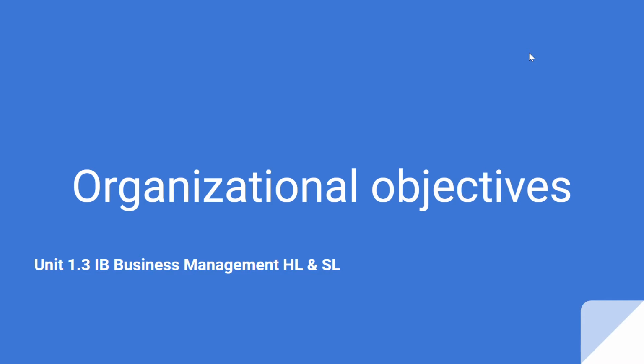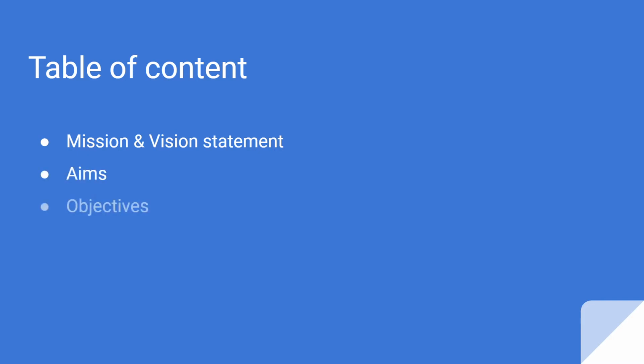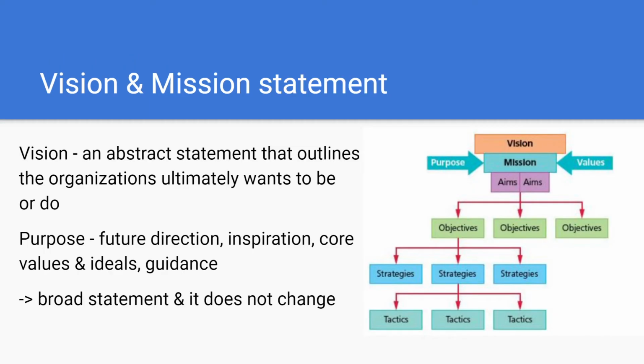My name is Thomas and I will briefly touch on the topics in unit 1.3 of business management, called organizational objectives. The table of contents for this video is that I will first discuss the mission and vision statement, then aims, the same goes with objectives, and then strategies and tactics. So, the vision and mission statement.